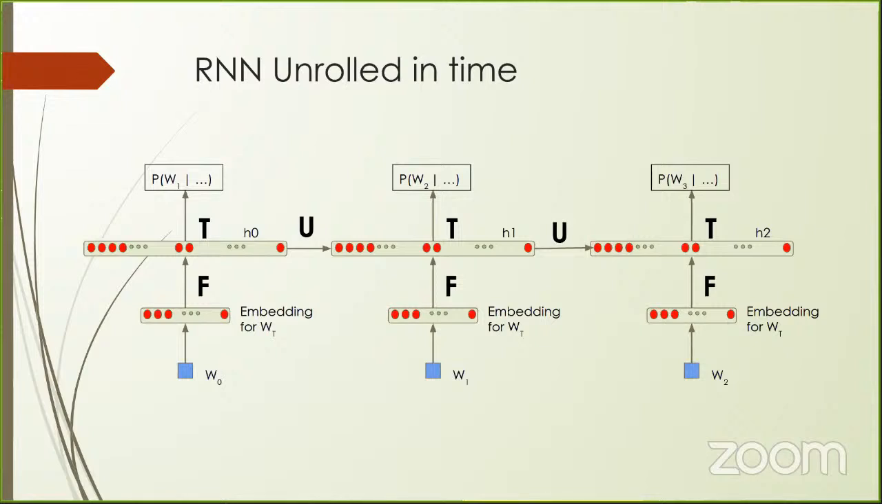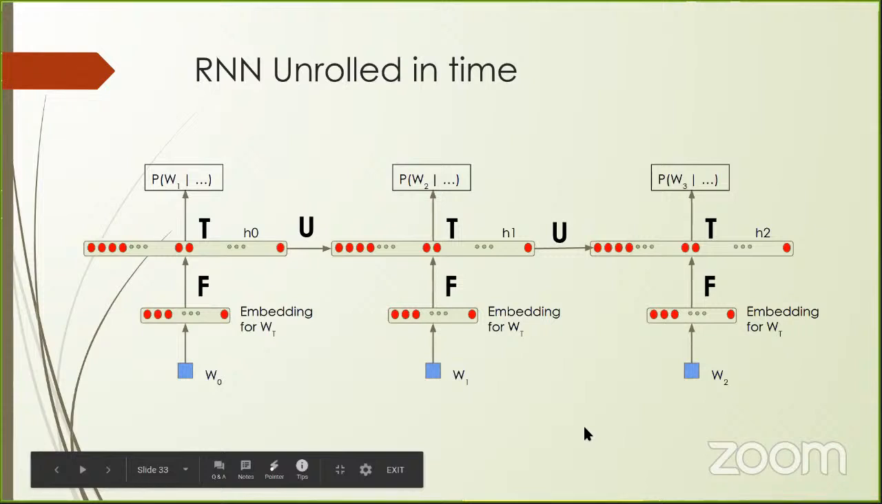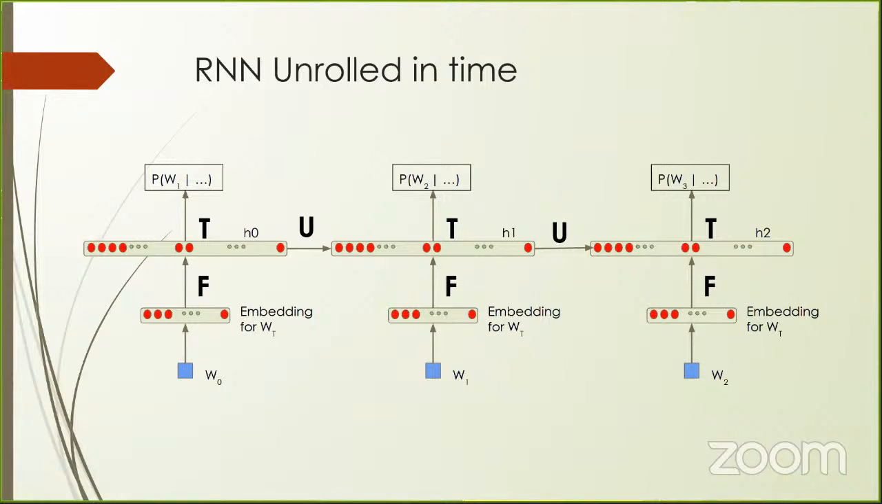Okay. All right. So RNN is a way in which you can get a representation of a sentence which depends on the sequence of the words in the input. As simple as that.